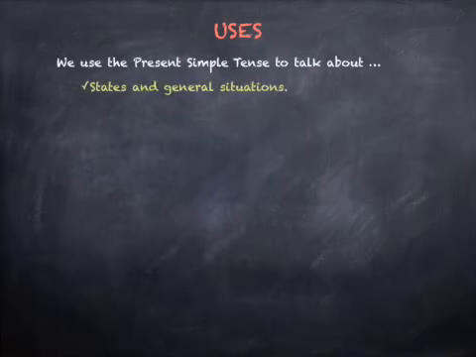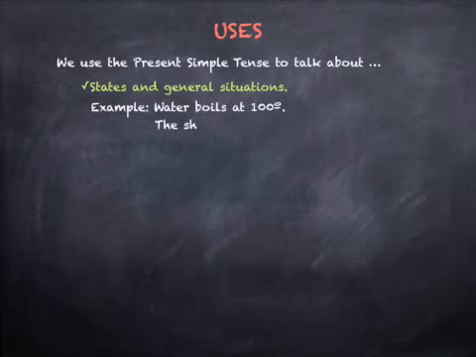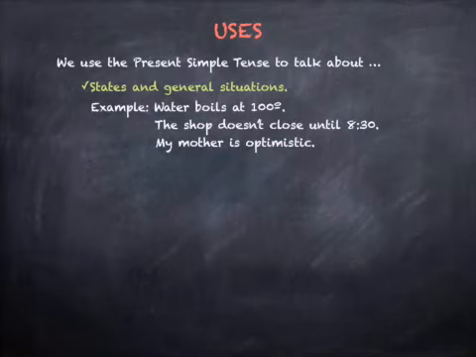Firstly, to talk about states and general situations. This means situations that are permanent and they suffer no changes across time. For example, water boils at 100 degrees. This is a scientific reality, so it's always the same. Another example, the shop doesn't close until 8:30. Based on our experience, that shop has a fixed timetable, opening and closing hours, which does not change. It is permanent, so we use the present simple to express that permanency.